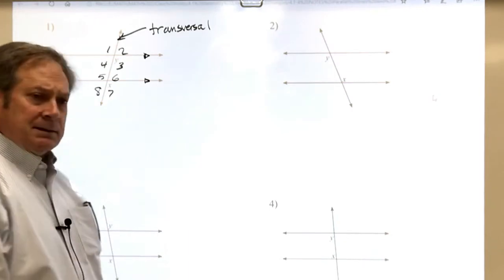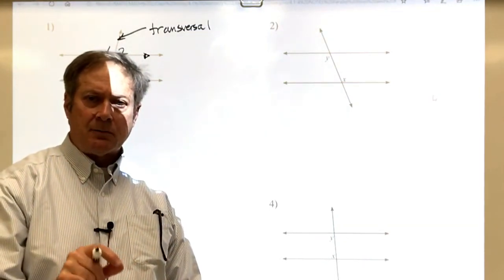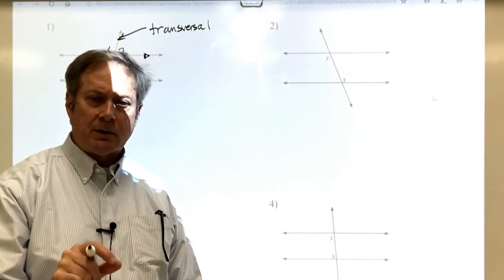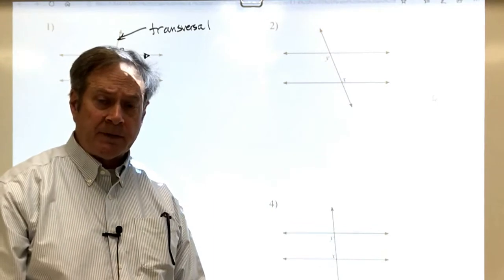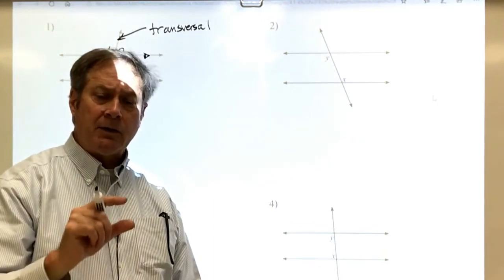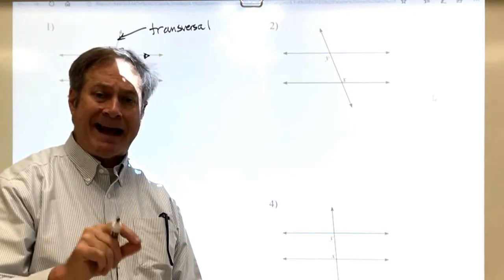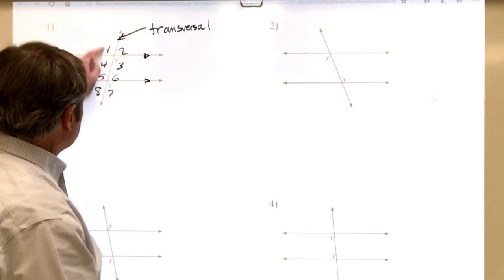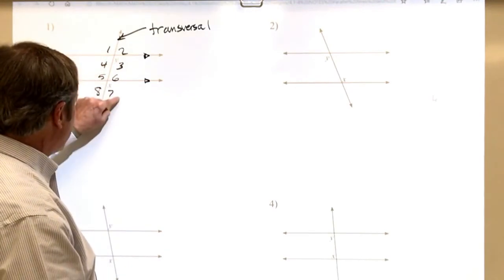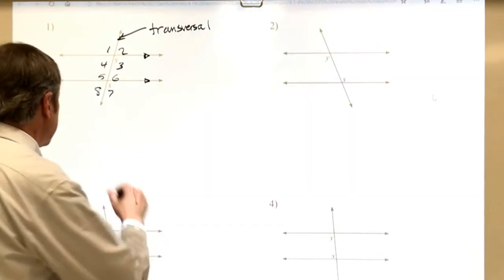Now, all the pairs I'm going to show you are what we call congruent. In other words, if one of them's 30 degrees, the other one's 30 degrees. There's only one pair that's not congruent, and they are supplementary, meaning they add up to be 180, but we'll get to those in a moment. Okay, first of all, angles 1 and 7 and 2 and 8 are what we call alternate exterior.